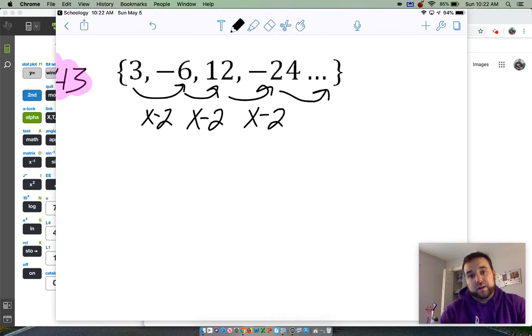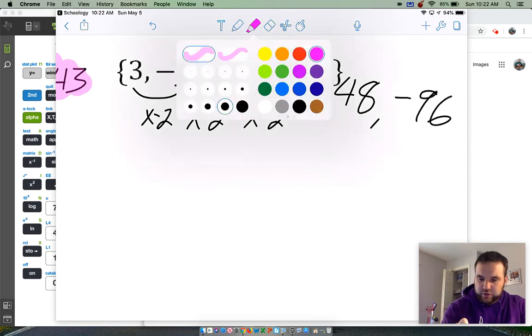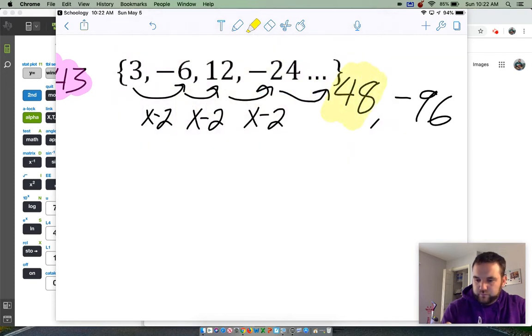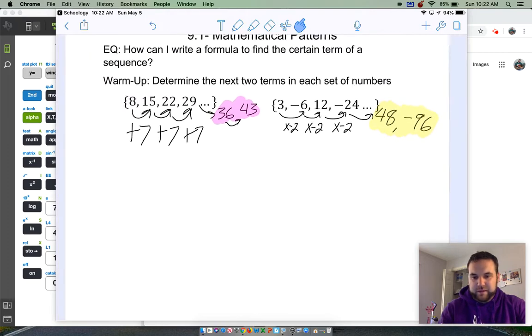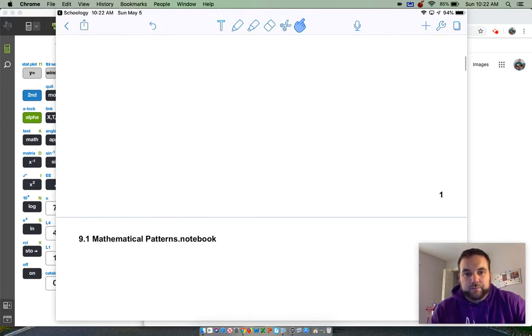So if I multiply by negative 2 again, I get positive 48. And then multiply one more time by negative 2, I will get negative 96. So this is just figure out what the pattern is and then keep that pattern going.